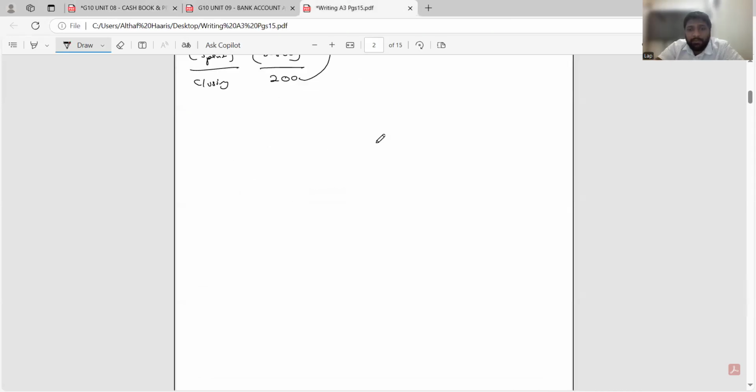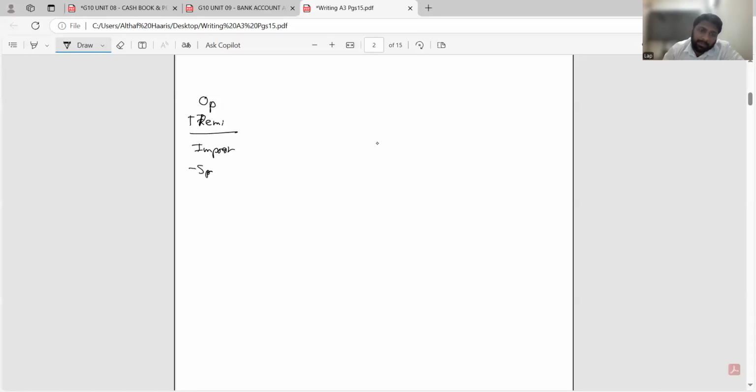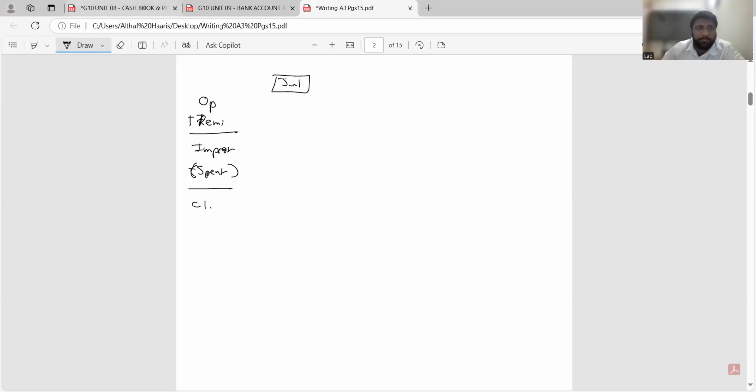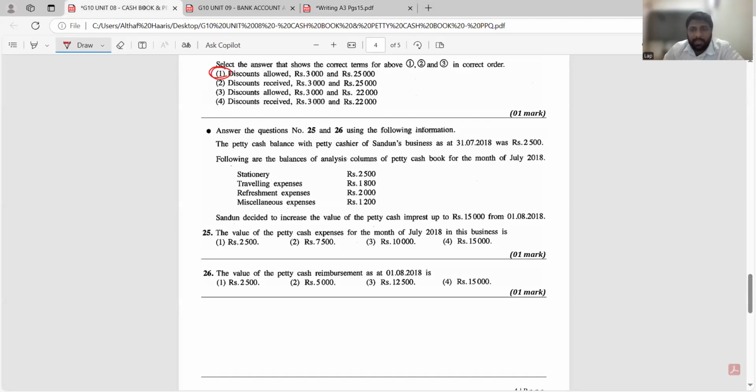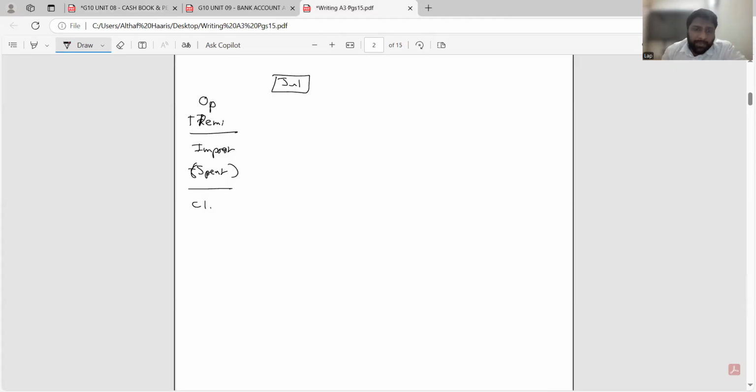So let's go to our format again. We'll put the format. Opening plus reimbursement is imprest, minus the spent is the closing. We'll start with July. So July, what they are telling, the petty cash balance with petty cashier Sandun as at 31st July. 31st July means the last day. Last day, 2,500 closing.